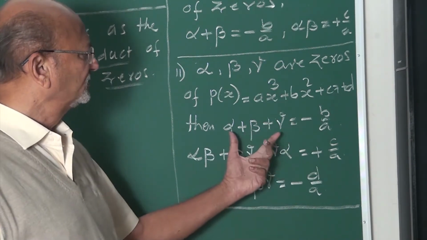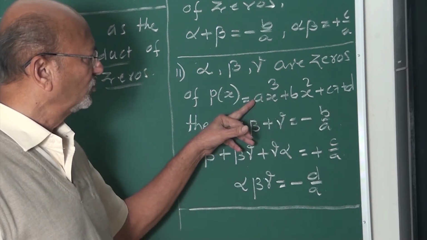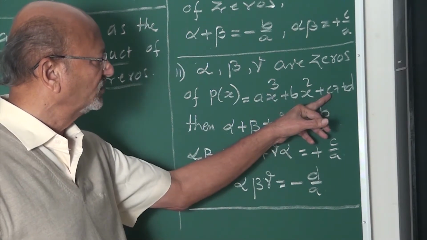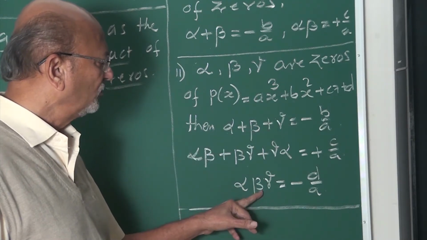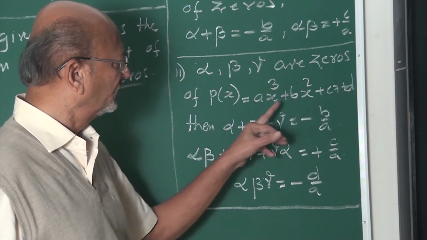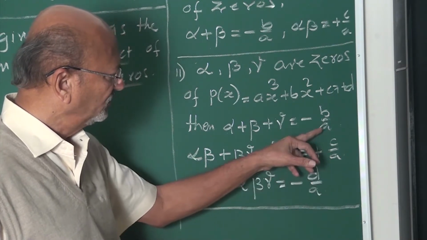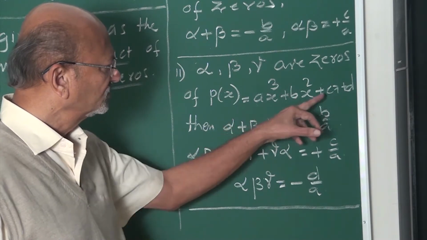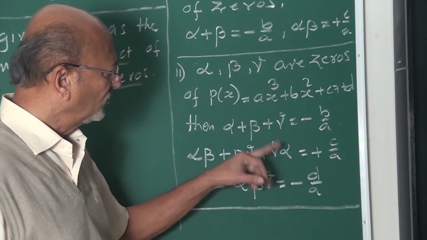See, what is the sum first? The second coefficient divided by the first coefficient. What is next, taken two at a time? The next coefficient, c divided by a. Then what is next? The product of all the three: the next coefficient, that is the constant, divided by a. This a is there as a denominator, fixed. Only the numerator is changing: second by first, third by first, fourth by first, and the sign changes alternately.